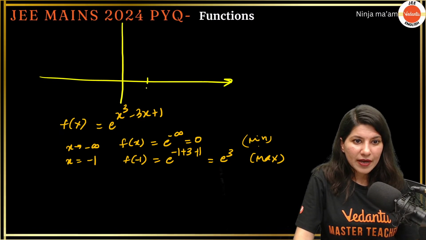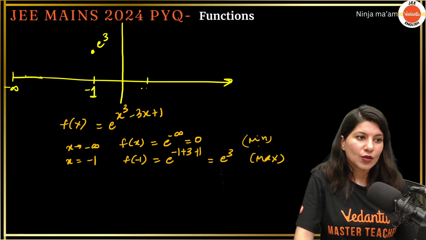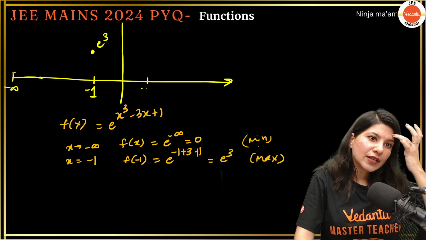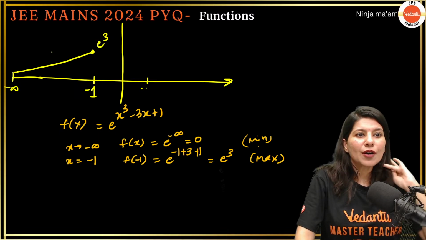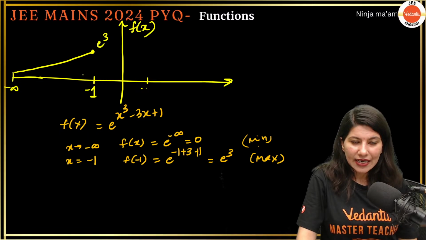So this is your minus 1. At minus 1, you will get e cube. This is your e cube. And at x equals minus infinity, you're going to get 0. So that's why your graph will look like this. This is your f(x). Graph of f(x) will look like this. In this interval, it is increasing.